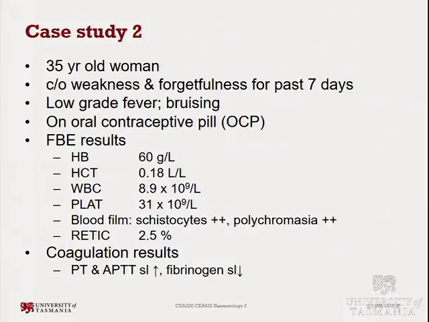So these were the FBE results from this patient. So we can see that she definitely has anemia, so that's quite a severe anemia. We can't tell whether or not it's a normocytic anemia, but we can probably tell from the fact that her symptoms have been for the past 7 days that it's not chronic. That it is acute, okay? So an acute anemia usually suggests that it's going to be a hemolytic anemia.